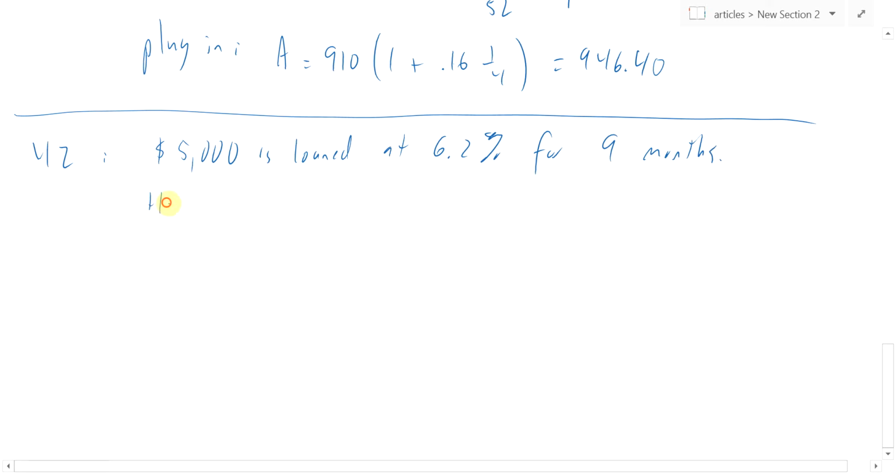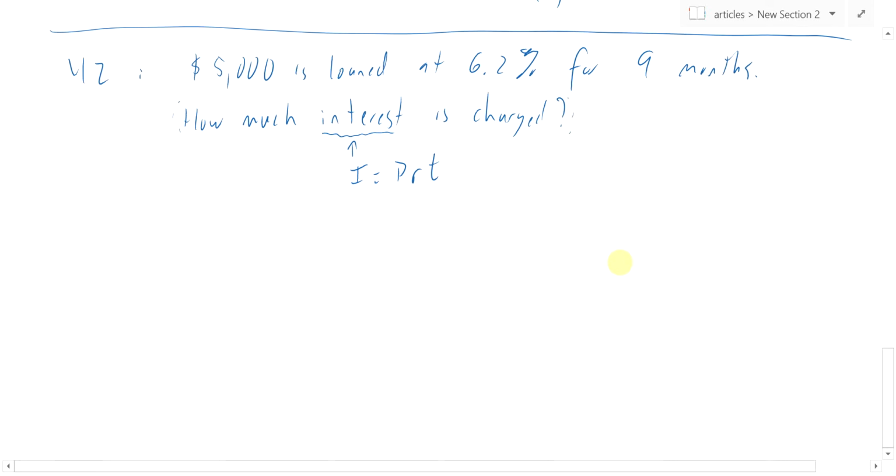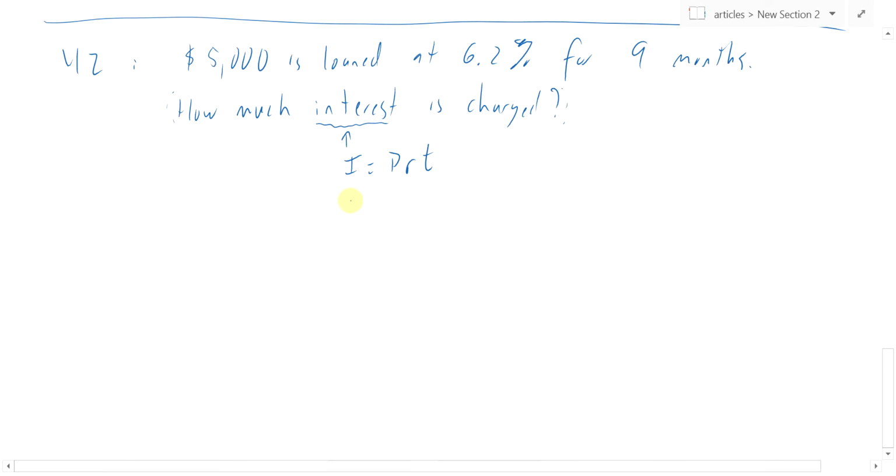How much interest is charged? Well, in any word problem, you always look at the last sentence to tell you what it is you're looking for, and here we're looking for the interest. Right? And that tells us this is the formula that we want to use because we're interested in calculating the interest. So I equals PRT.